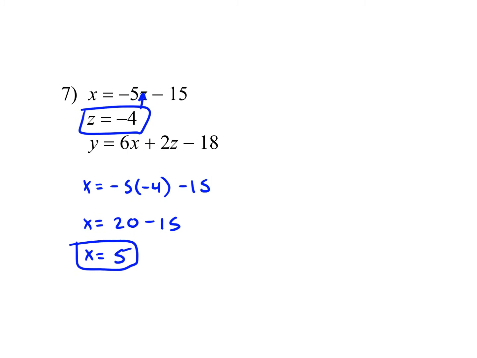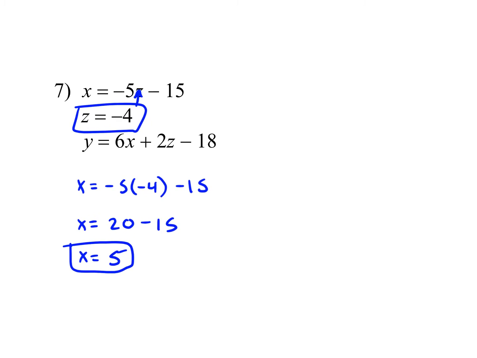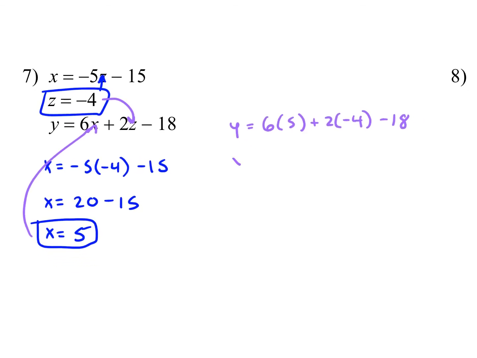So now I have 2 variables. How do I find y? Plug it into x. So I plug z into z and plug x into x. So I have y is equal to 6 times 5 plus 2 times negative 4 minus 18. What do I need to do first to solve? Awesome. So I multiply, so y equals 30 minus 8 minus 18.